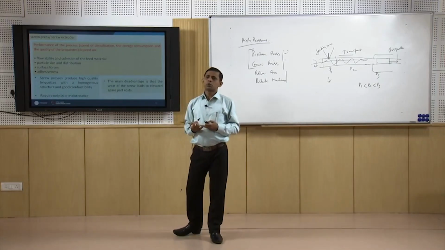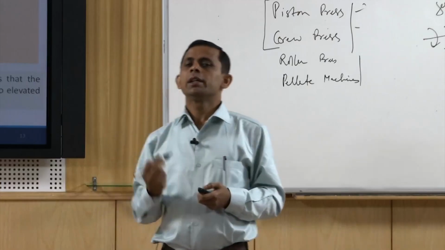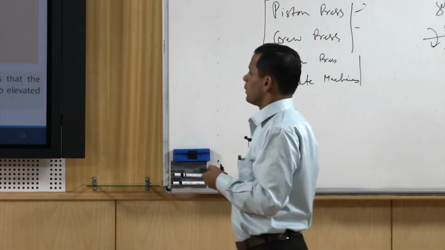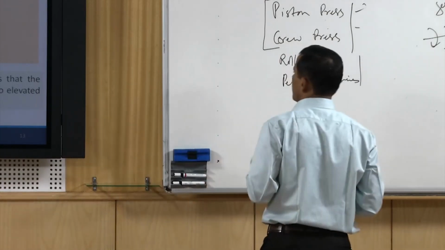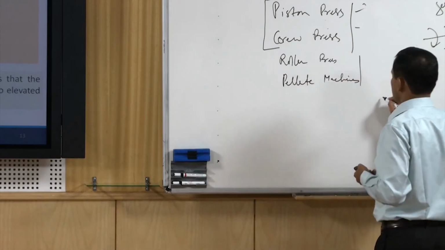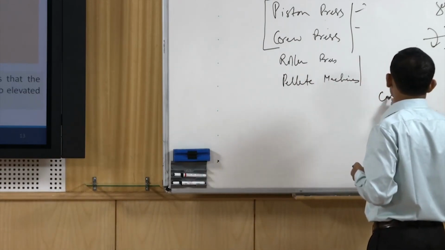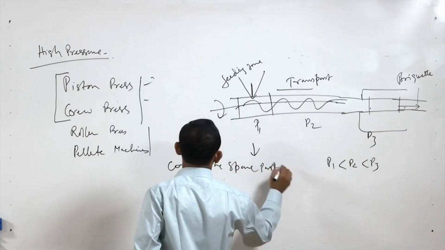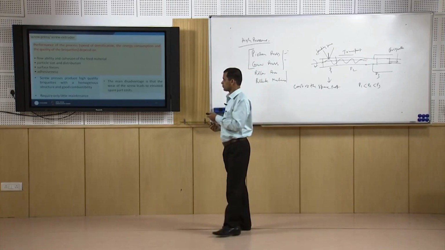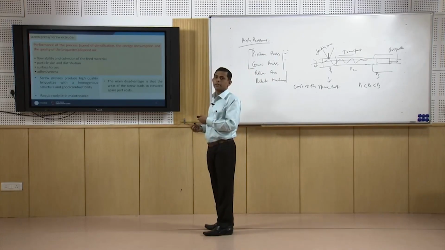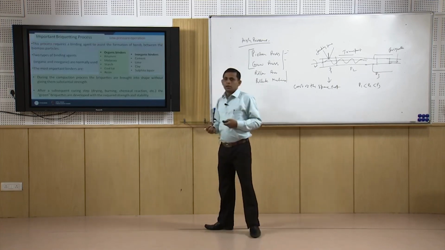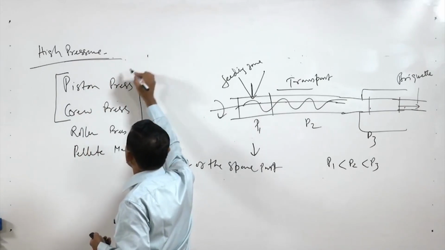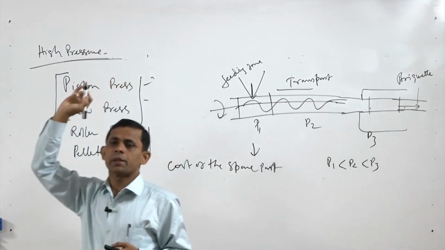The advantage of the screw press is that it produces high quality briquettes, but the disadvantage is that the wear of the screw leads to elevated spare parts cost. So, the cost of the spare parts is high. This is the drawback, but it requires little maintenance. So, this is all about the high pressure processes, or different machines used for high pressure briquette formation.